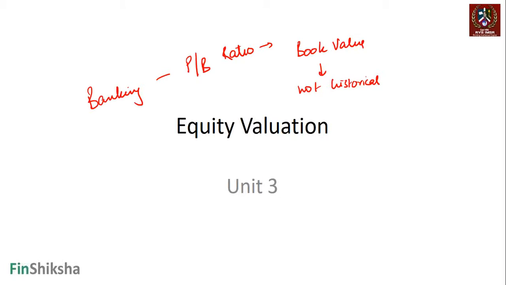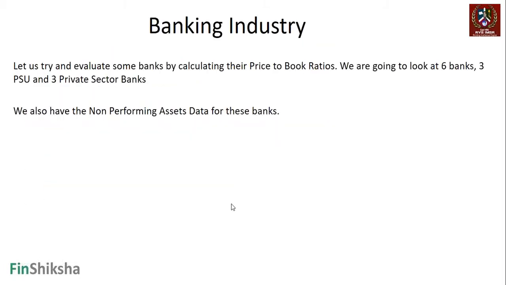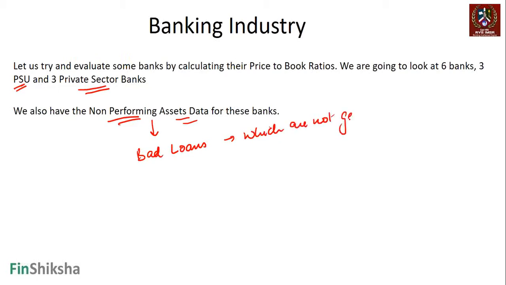Let's extend this conditioning in terms of our discussion on certain banks. So we're going to use three public sector banks, which are Government of India owned, and three private sector banks. And we also have the non-performing assets data for these banks. What is non-performing assets data? This is bad loans or loans which are not getting repaid. So these are loans which people have taken, but they're not repaying these loans, right? So in that context, non-performing assets is a problem for a bank.